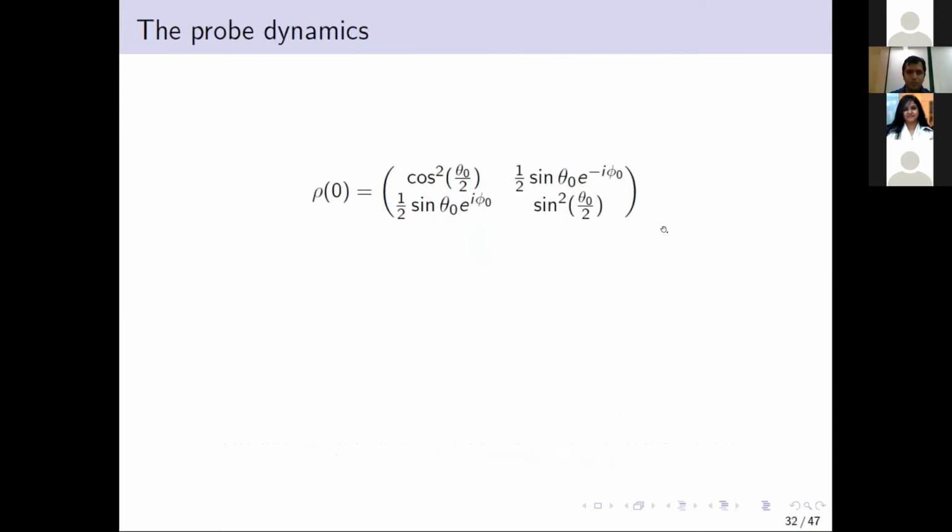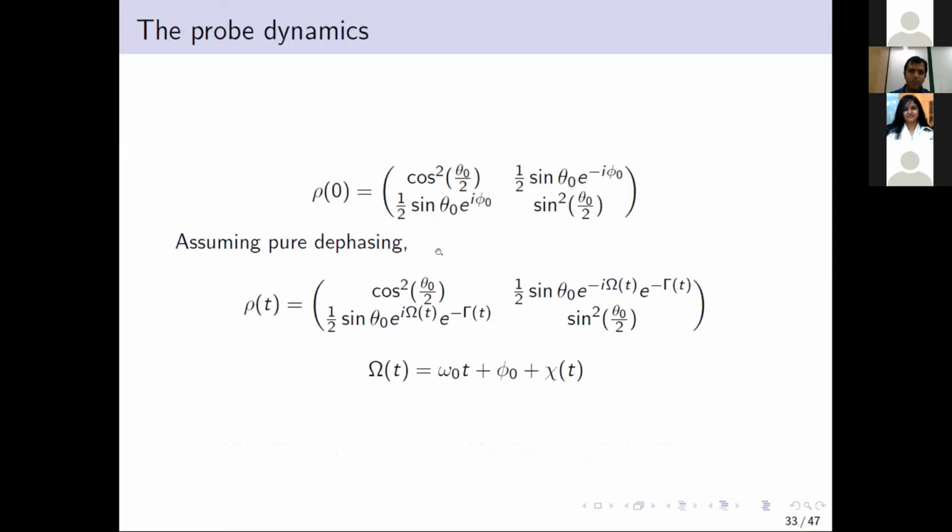Okay, so here's just a technical detail. We took our initial probe state, a single qubit. That's a general state of a single qubit. These are just your Bloch angles, theta naught and phi naught. We assume pure dephasing, because then you can exactly solve this problem. And pure dephasing is a pretty good approximation in many cases, especially if you're just looking at the purely quantum properties of decoherence. Okay, so in pure dephasing only the off diagonals change, so that's why you have the time dependent factors only stuck in over here.